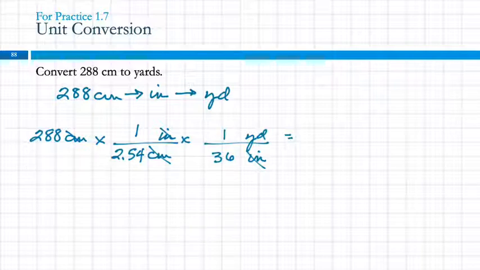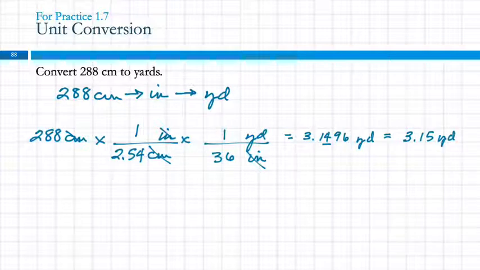So on my calculator, I'm going to write down the first 3, and then I'm going to write down 2 more digits just in case I need this number somewhere else. There's the unit. And now I can go in and round it, and my final answer is 3.15 yards.